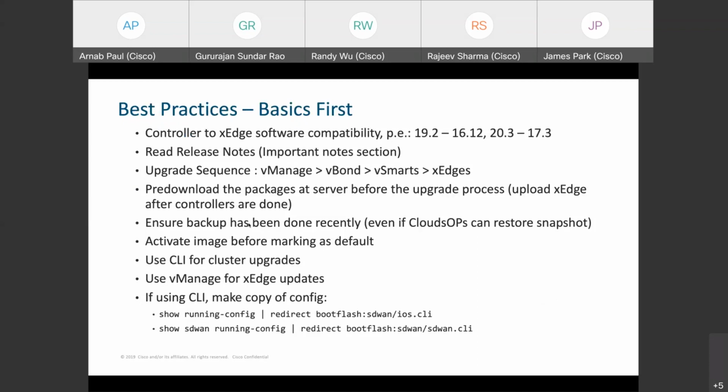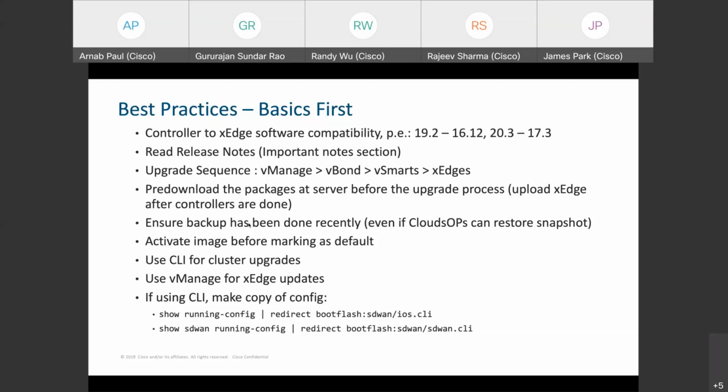If you are on an on-prem deployment or cloud, just send a mail and confirm whether the backup or the snapshot is getting done in a routine manner, because if something goes wrong during the upgrade, you have a way to roll back from either the snapshot you have in your own data center or the snapshot the cloud ops is taking. So activate the image before you make it the default. These are a few best practices.